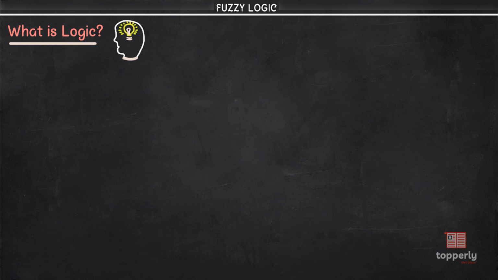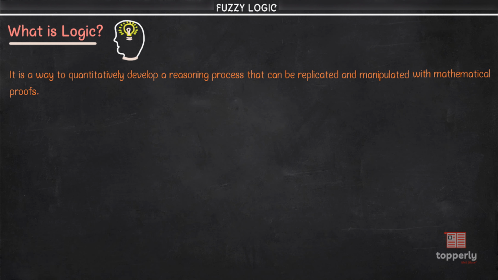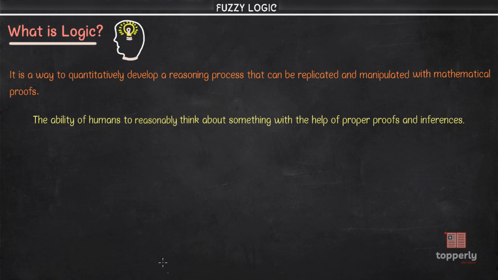So what exactly is logic? Logic for humans is a way to quantitatively develop a reasoning process that can be replicated and manipulated with mathematical proofs. Or in other words, we can say that it is the ability of humans to reasonably think about something with the help of proper proofs and inferences.